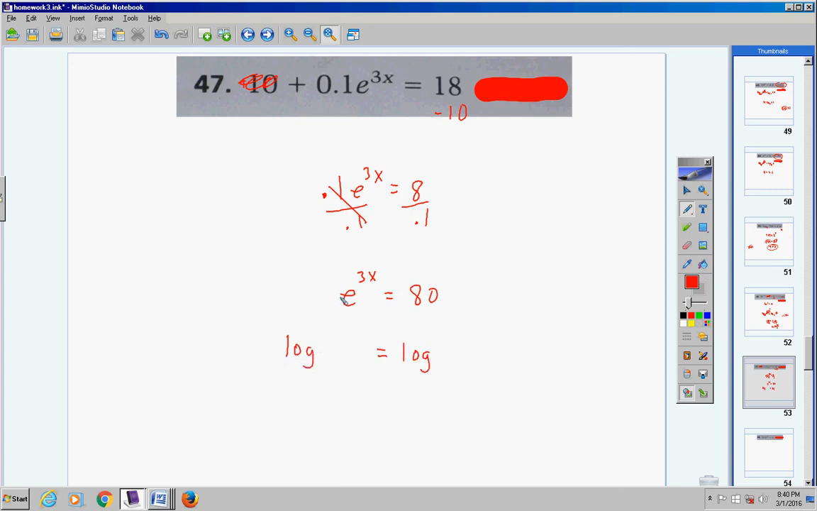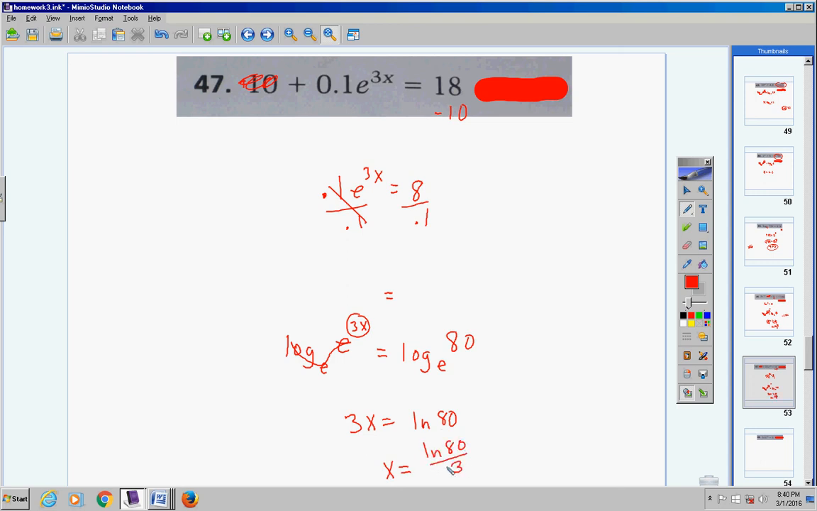What is the base of your unknown? E. Put an e here and an e here. Bring down your entire left side. Bring down your entire right side. And here we go. When these two numbers match, everything's gone but the exponent. And over here, logarithm base e just means natural logarithm of 80. Divide both sides by 3 and x equals natural logarithm of 80 all over 3.